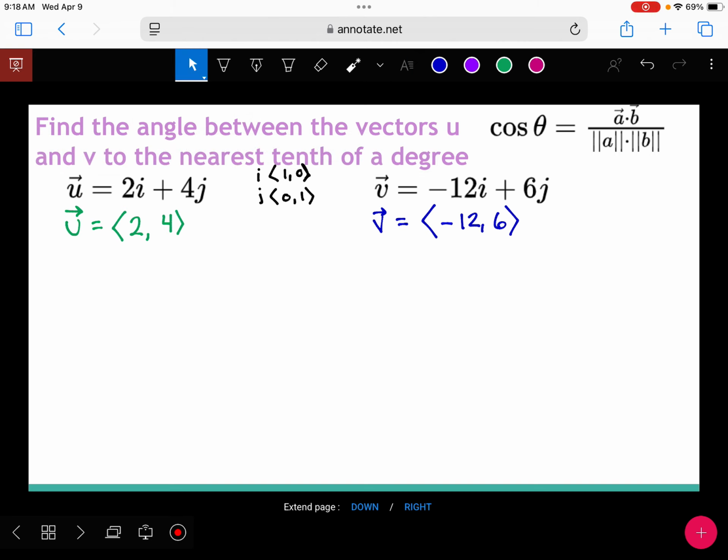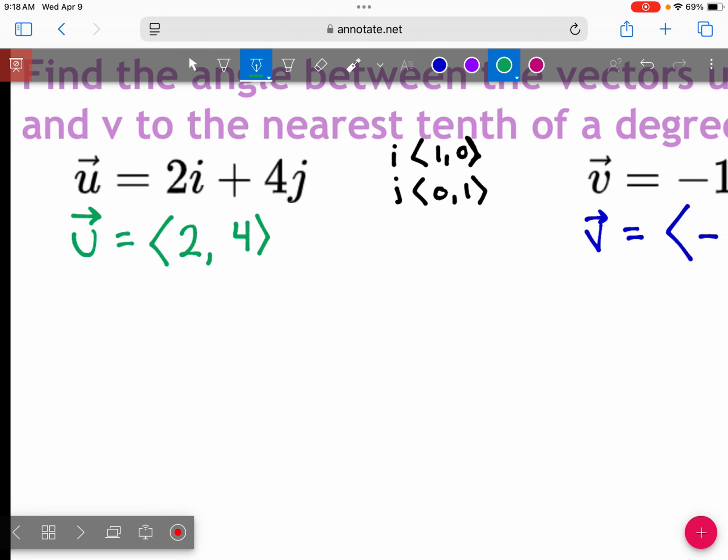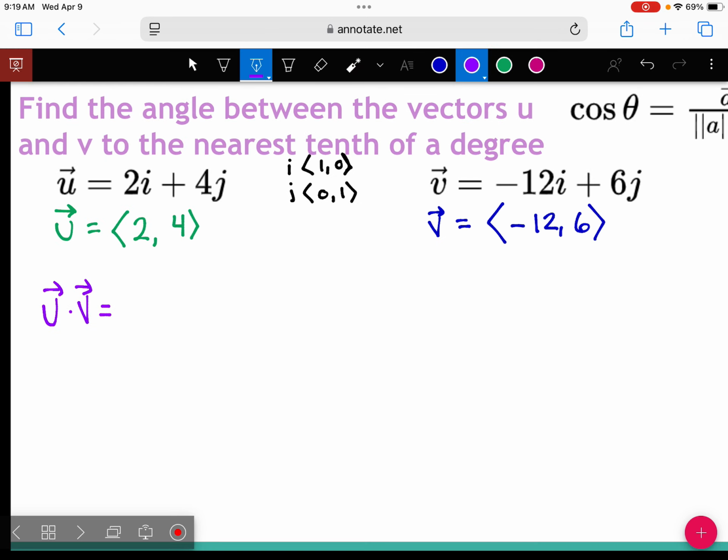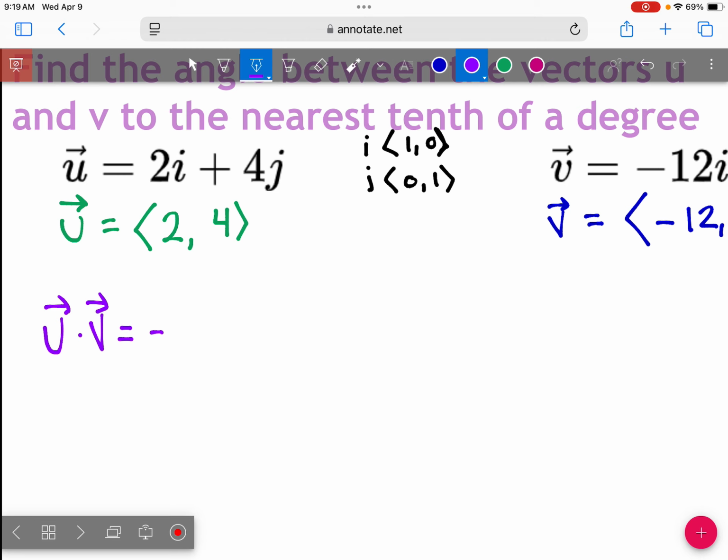So now what we need to do is find our dot product for U and V. It's 0. So if we do U dot V, it's 0. Oh, no. Negative 24. You got 0 as well? Yeah, because we wind up with negative 24 plus 24. So we get 0. What does that mean?